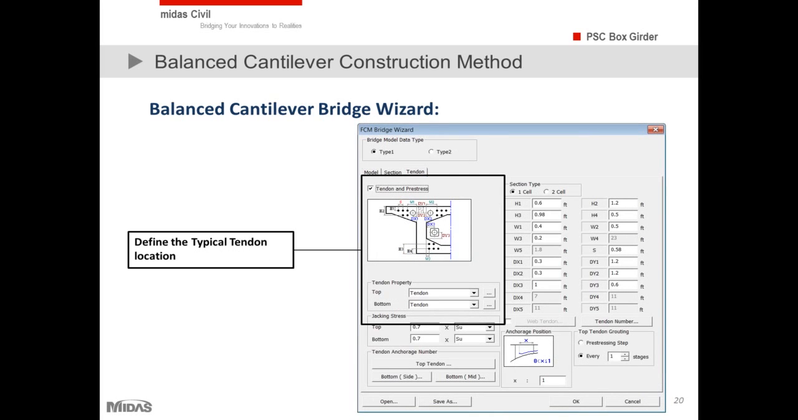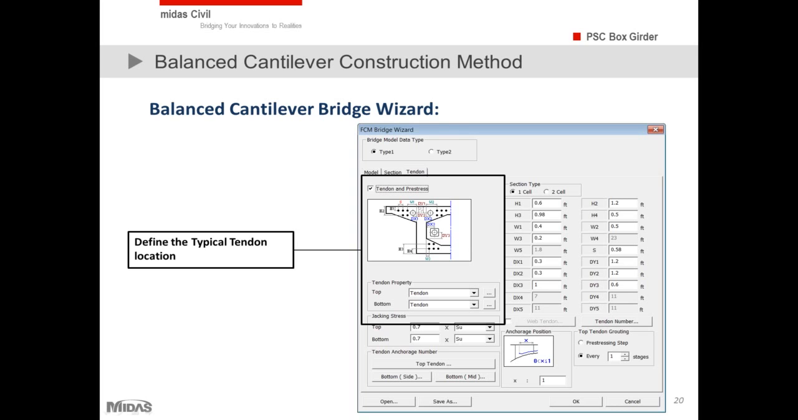Now in the third tab, you will define the typical location of the tendon in different segments. So as you can see here, you will define the typical locations, and once you define these typical locations, MIDAS Civil will automatically generate the tendons for you.